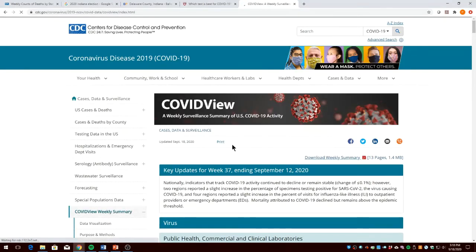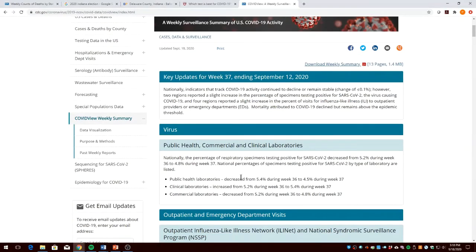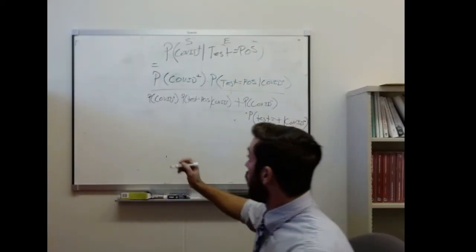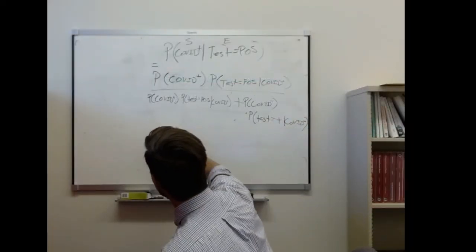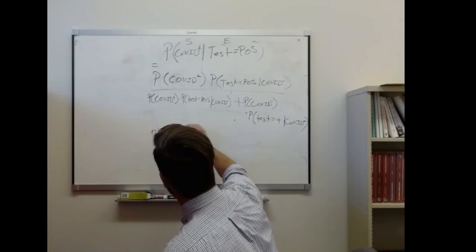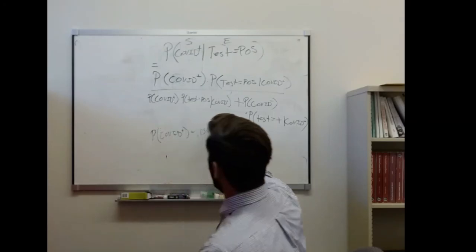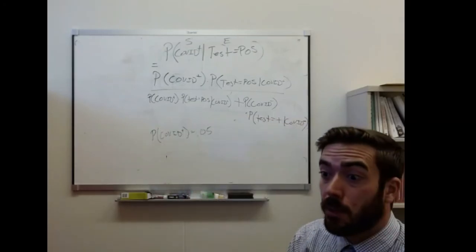Let's look at this. So we got different percentages here. Looks like they're all right around 5%, so let's just use 5% for that. Okay, so I'm going to say the probability that if I selected a person at random that they have COVID is about 5%.